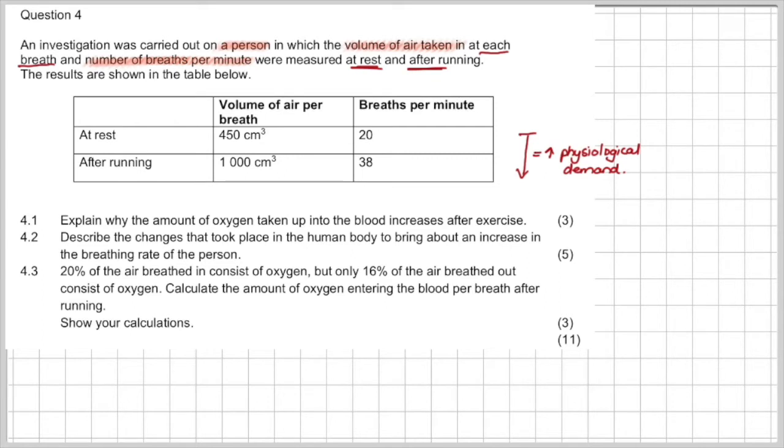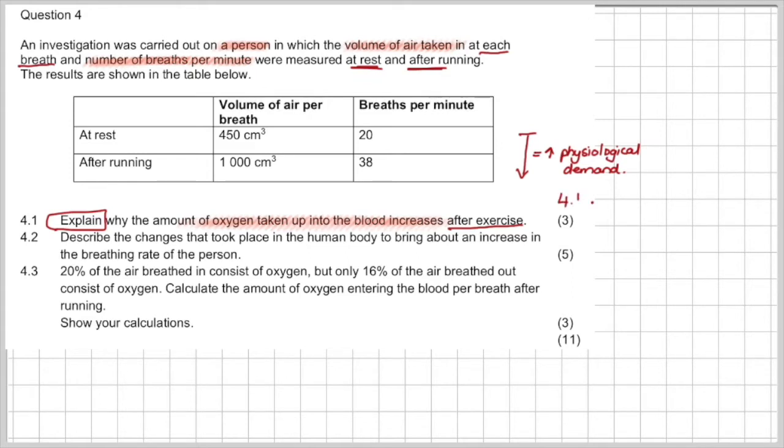Right, so let's have a look at question 4.1. Okay, this is an explain question. That means we need to be identifying the what and the why in the context of our answer. So it says, explain why the amount of oxygen taken up into the blood increases after exercise. So it's about oxygen taken up into the blood, obviously, through the breathing system after exercise. Why is there an increase? And we need to explain what has changed and then why this is necessitating an increased uptake of oxygen.